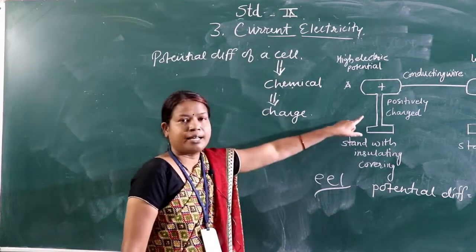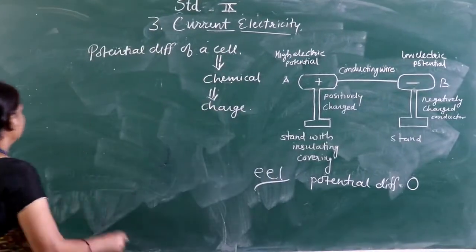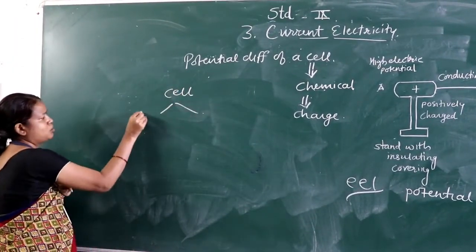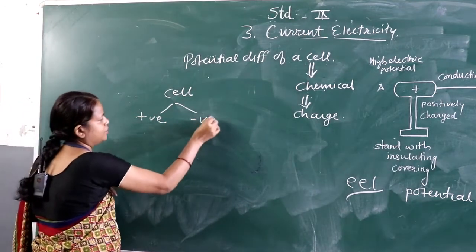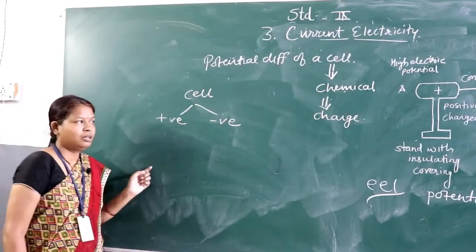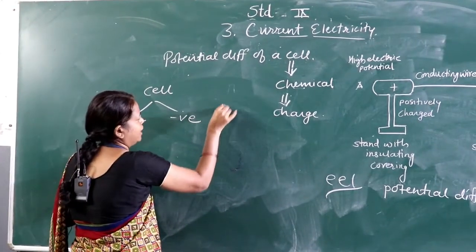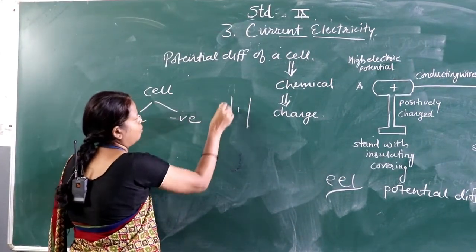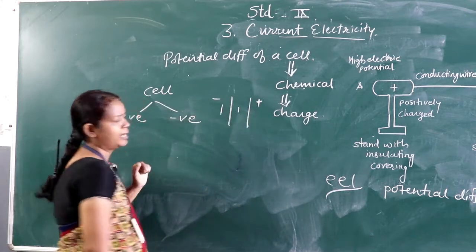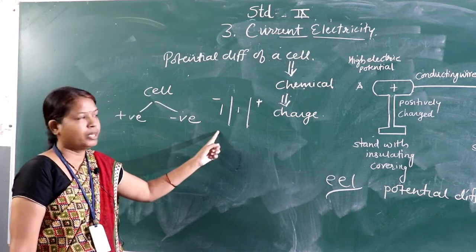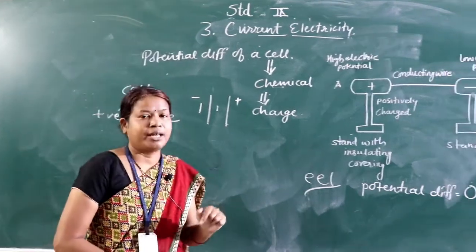Just like this diagram, cells also have two terminals. One terminal is called the positive terminal and the other is called the negative terminal. In our book, the cell is denoted like this. One carries positive charge, another carries negative charge. It is also called a battery. I will give you one example.